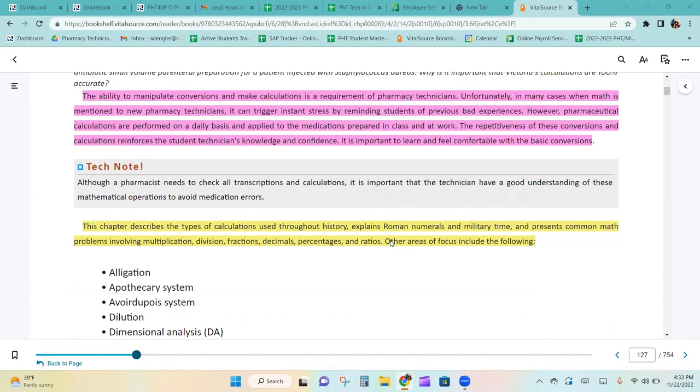The ability to manipulate conversions and make calculations is a requirement of pharmacy technicians. Unfortunately, in many cases, when math is mentioned to new pharmacy technicians, it can trigger instant stress by reminding students of previous bad experiences. However, pharmaceutical calculations are performed on a daily basis and applied to the medications prepared in class and at work. The repetitiveness of these conversions and calculations reinforces the student's technician's knowledge and confidence. It is important to learn and feel comfortable with the basic conversions.